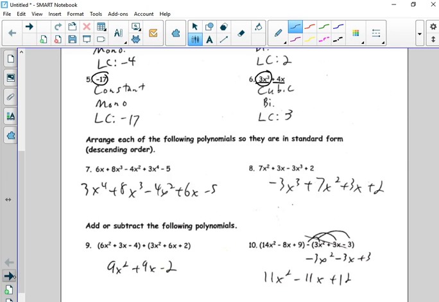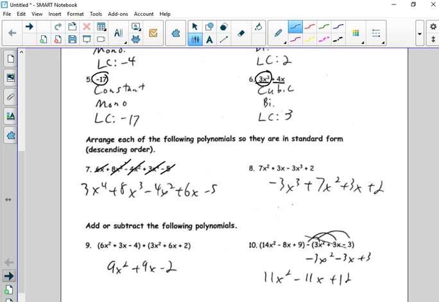On 7 and 8, all we're doing is rewriting them in order. So we find the highest one, 8x cubed. Sorry about that. 3x4. We write that first. I suggest you cross it out after you write it. Next one after that would be a 3, well, that's 8x cubed. Then squared, negative 4x squared. Then x to the 1. Then the negative 5.